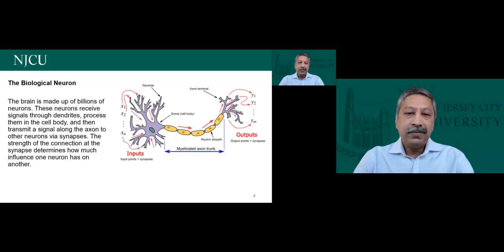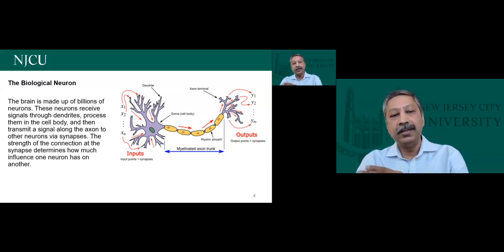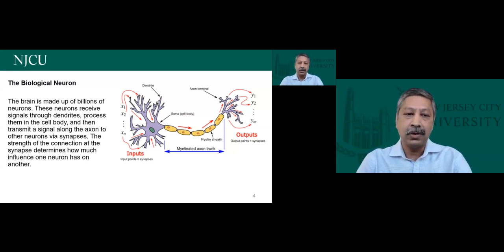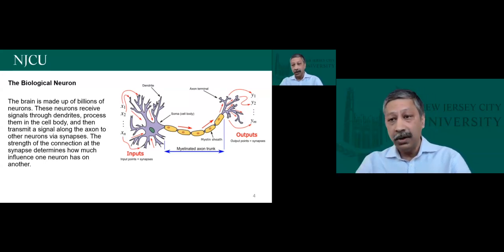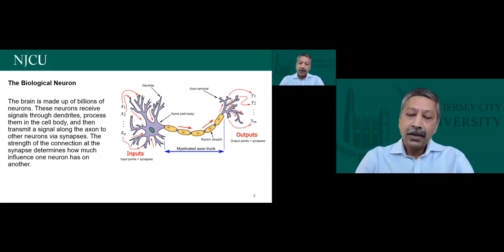So the inspiration for this is, of course, our biological neuron that the brain is made up of. And these neurons receive signals through what are called dendrites, and then they get processed in the cell body, and then the signals get transmitted along the axon to other neurons via these synapses, right? The strength of the connection at that synapse determines how much influence one neuron has on another neuron. Okay? So this is basically how the neurons in our brain work.